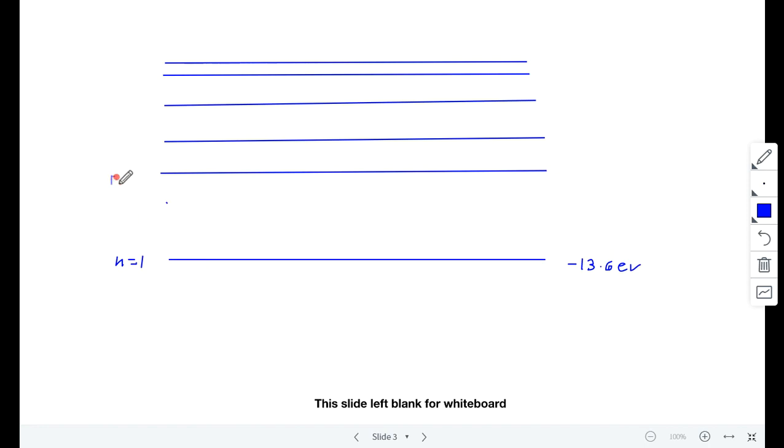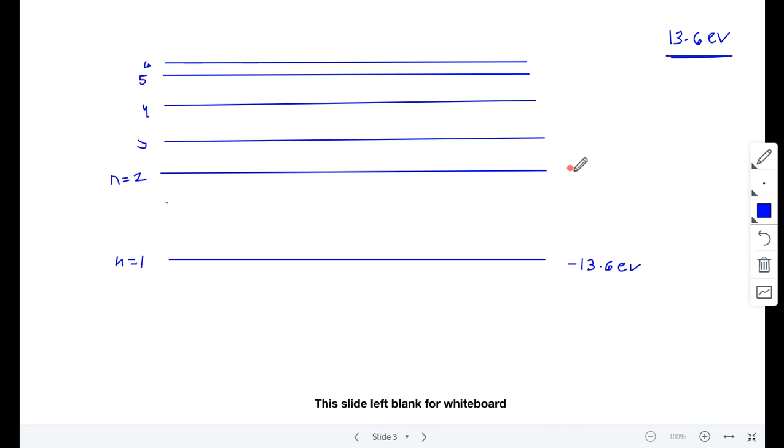Then, as we move on further, it's n equals 2, this is 3, 4, 5, 6. 13.6 electron volts is how much it will need. This is actually the spectral line of a hydrogen atom. For a hydrogen atom, 13.6 electron volts of energy is required, and this is known as the ionization energy, for the electron to leave the atom completely.